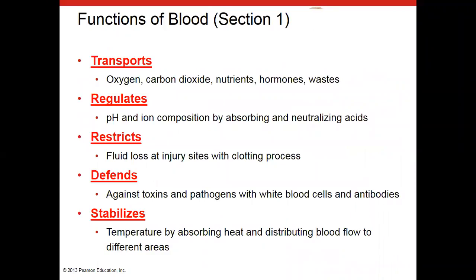So blood functions in a number of ways. It is a fluid. It's a connective tissue, but it transports oxygen, carbon dioxide, nutrients, hormones, wastes. It also helps regulate pH and ion composition by absorbing and neutralizing acids. So for acids in the body, there is a component of blood, a buffering system, that allows for neutralizing acids and maintaining a normal pH.